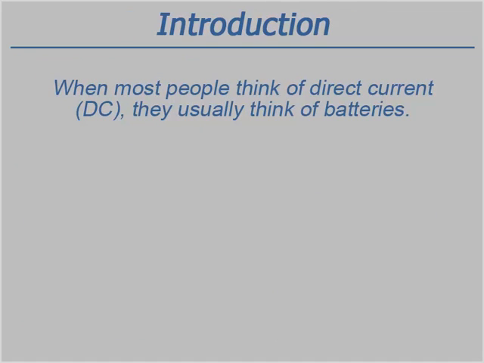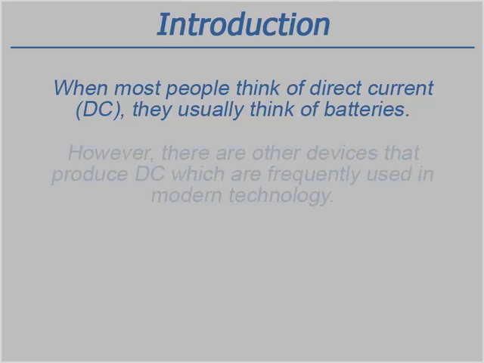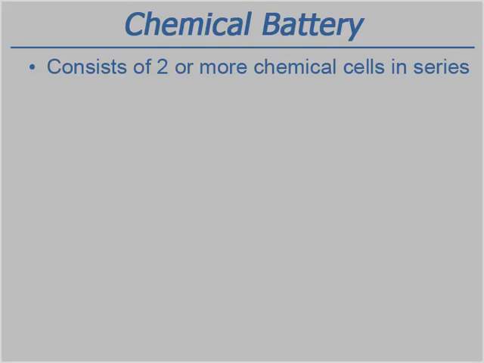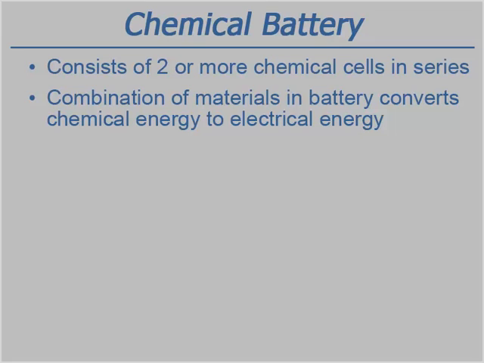When most people think of direct current, or DC, they usually think of batteries. However, in addition to batteries, there are other devices that produce DC which are frequently used in modern technology. A battery consists of two or more chemical cells connected in series. The combination of materials within a battery is used for the purpose of converting chemical energy into electrical energy.